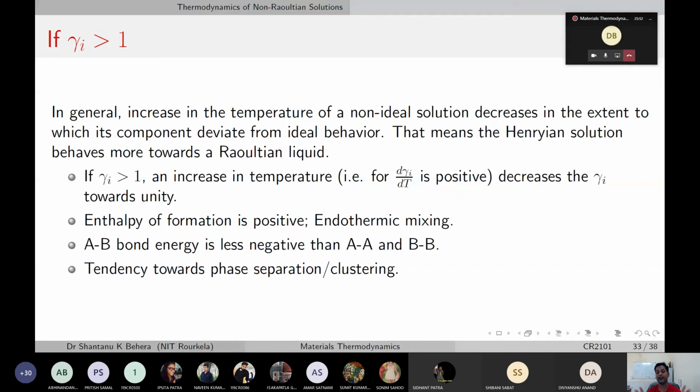Right, so that's kind of an indication that if there's a positive deviation, these things don't like each other, and that they like to stay separate. Right, that's the nature of clustering.